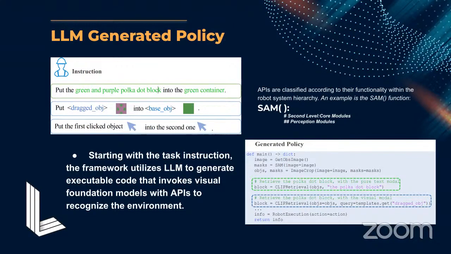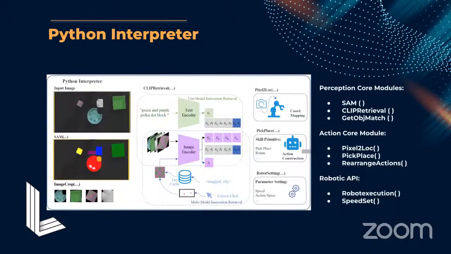So we will add two labels, hashtag second level core module and a perception module label, before introducing this function, the SAM model API, in the prompt. Next slide, please.